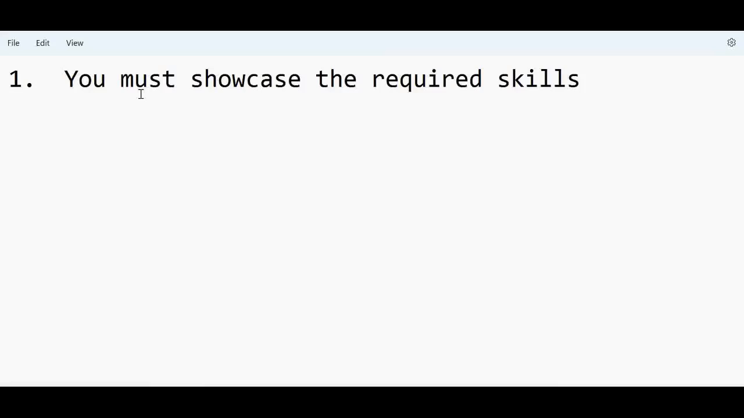स्किल्स रिक्वायर्ड एक बेसिक मिनिमम क्राइटेरिया है so that you come into the consideration set of the recruiter. So in your CV, the first and foremost important thing that you should do is you should showcase the required skills for the job. Okay.